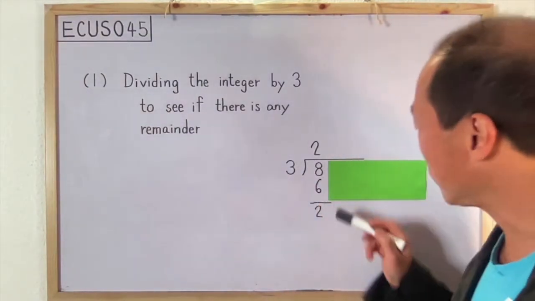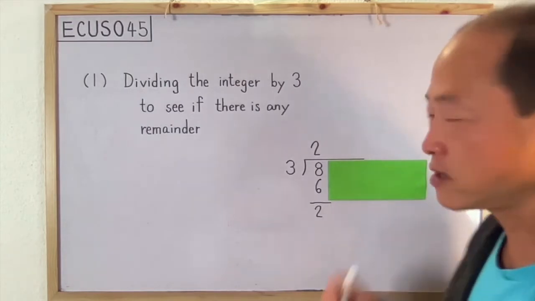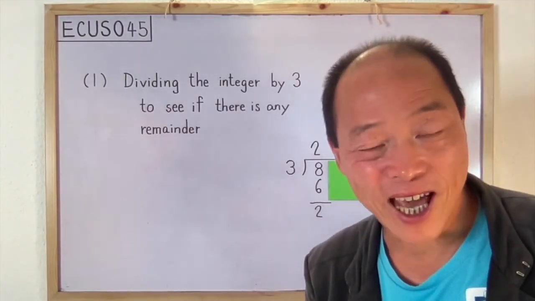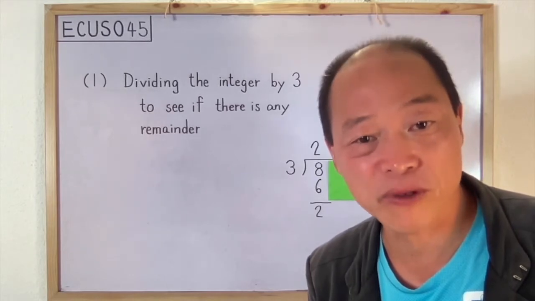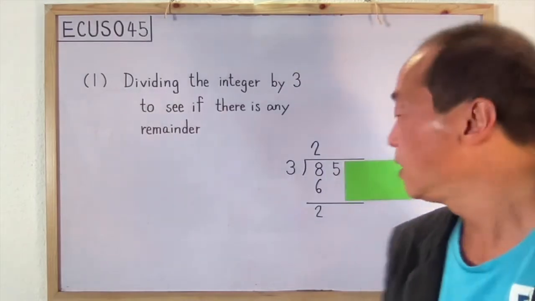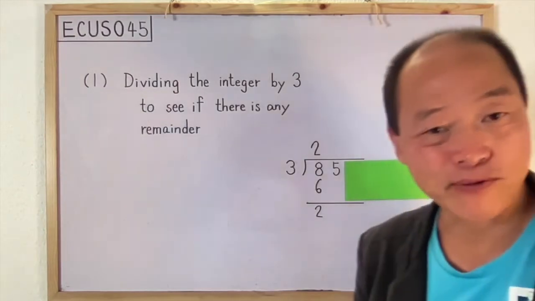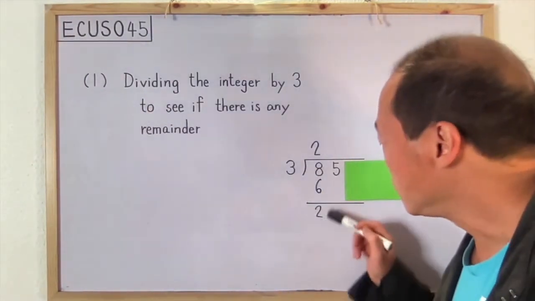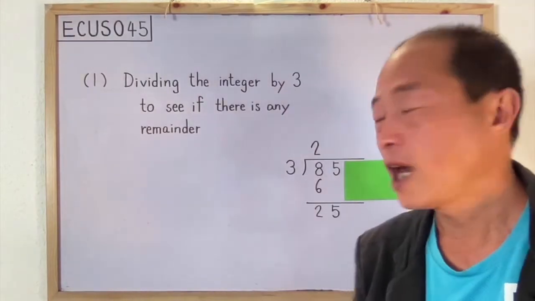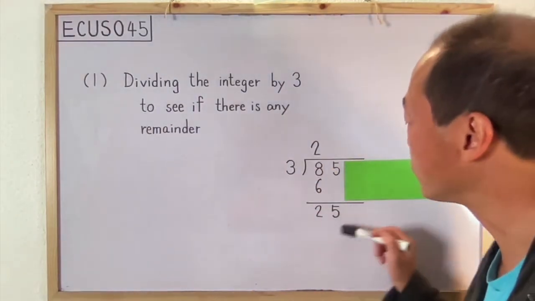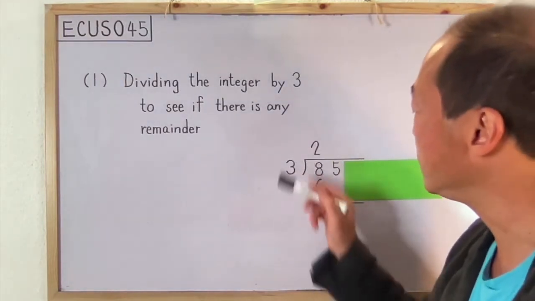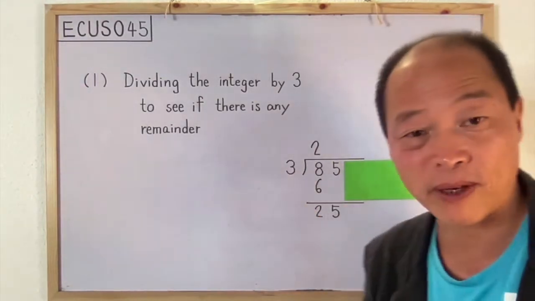However, when 2 works with the next digit, we can form a number that is larger than 3, and we can take out certain number of 3 from it. The next digit is 5. We bring it down here to work with 2 to form 25. How many 3 can we take out from 25? The answer is very simple. We can take out 3 8 times from 25.